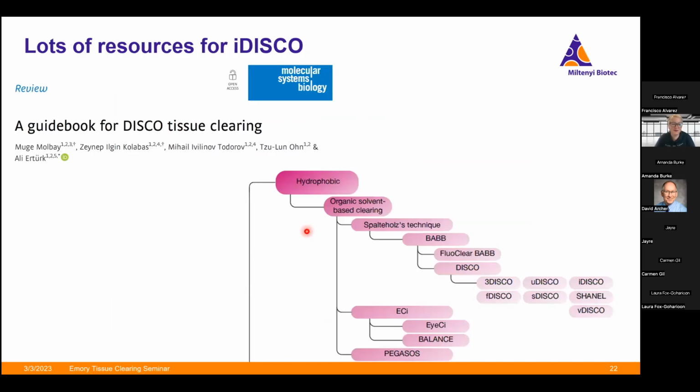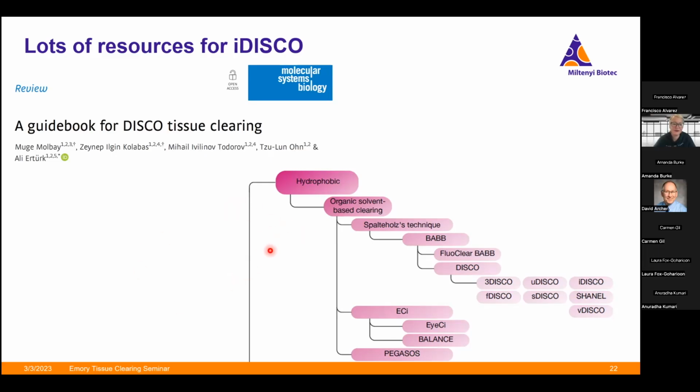So the nice thing about iDISCO over the past decade, a little bit longer, this field has been exploding. As you know, light sheet is becoming recognized as a very powerful tool. People love it because they don't have to section anymore. They can get the full picture of their entire sample in this 3D spatial space.